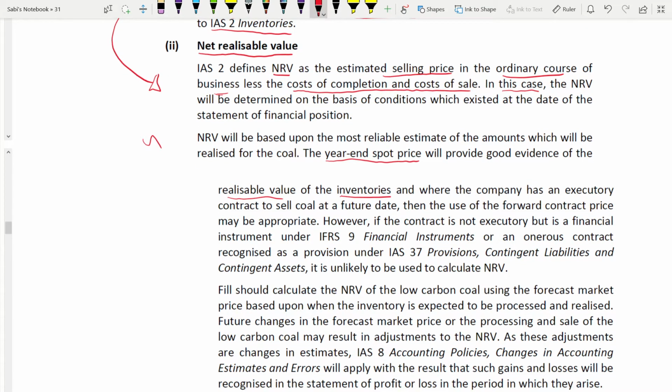And where the company has an executory contract to sell coal at a future date, then the use of the forward contract price may be appropriate. What is an executory contract? Before you proceed, you have to understand this. What is this executory contract and why are they talking about the forward contract price and all? When is it appropriate?